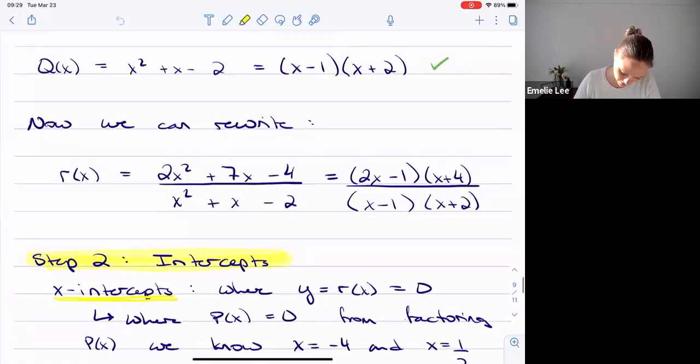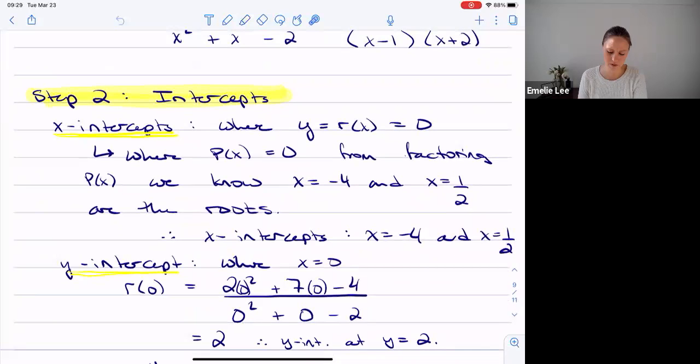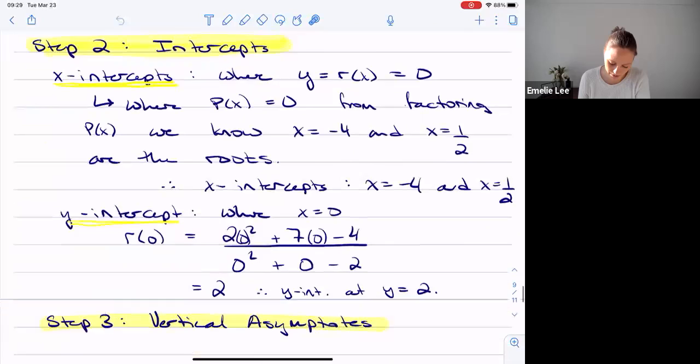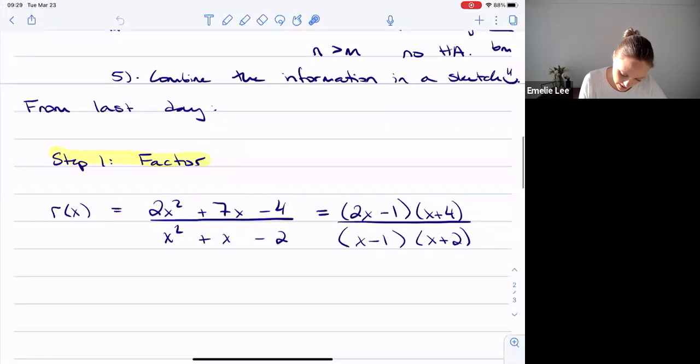Step 2 was to find the x-intercepts first. We said, well, that's where the output is 0, right? And so we know from the roots that we have x equals -4 and x equals 1/2 as our x-intercepts. And then we found our y-intercept to be at y equals 2. So I'll just summarize that here.